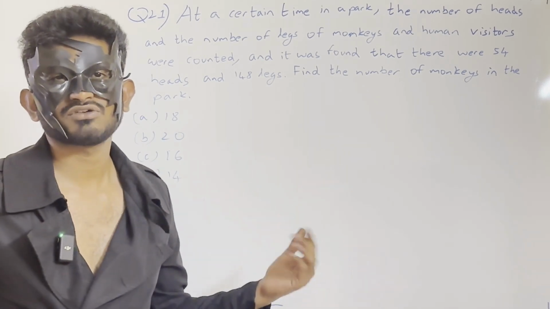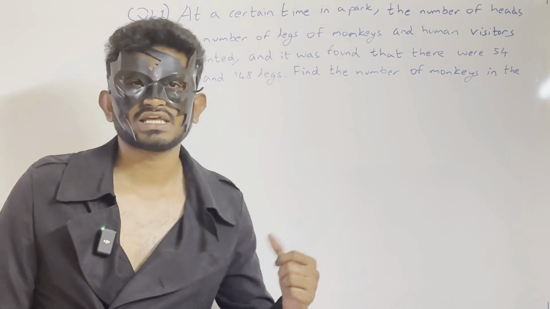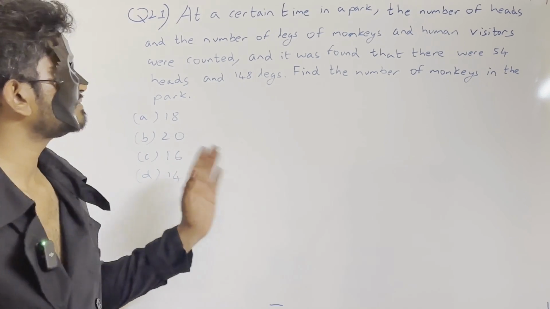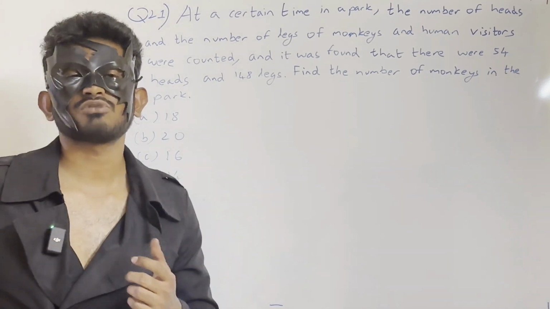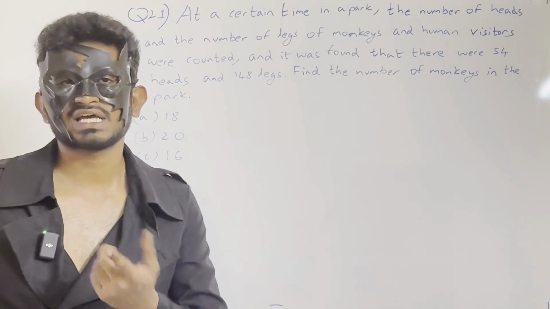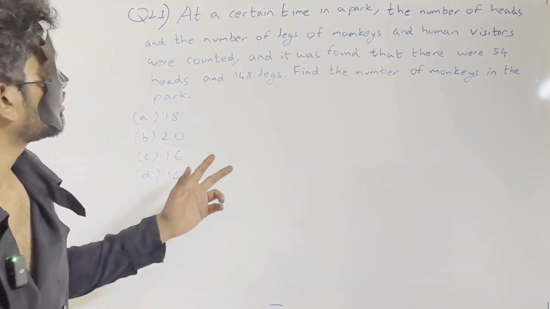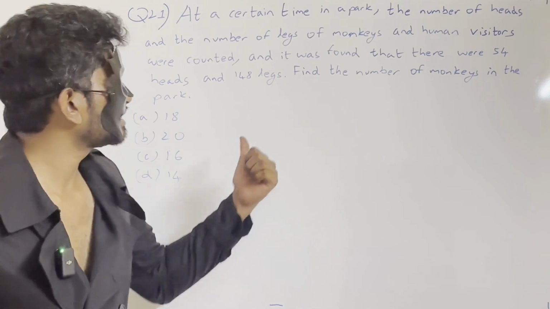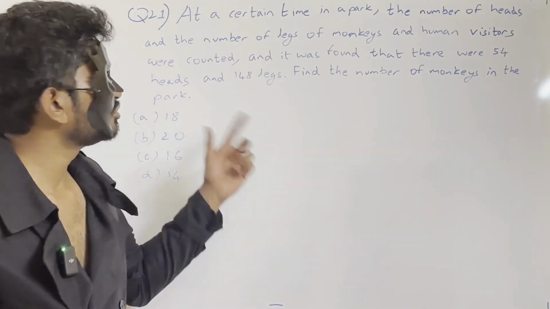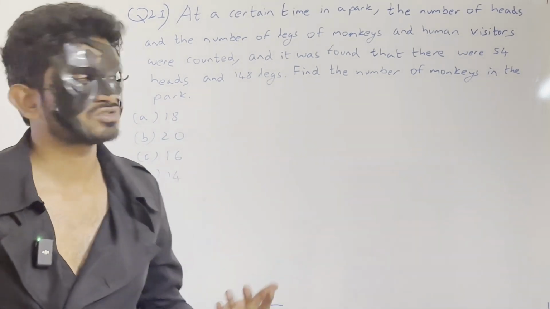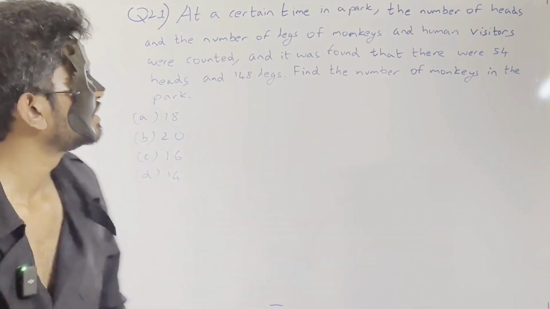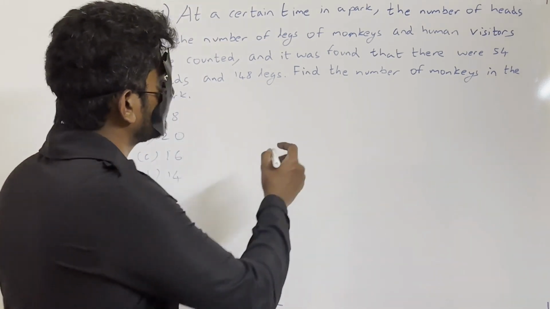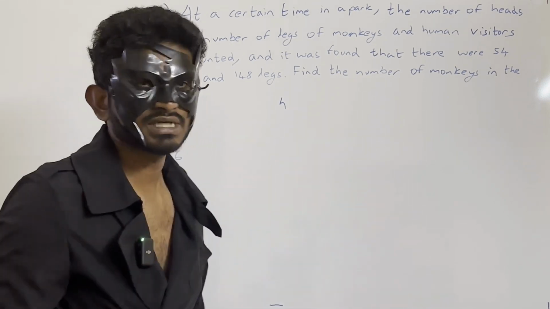I recommend you to follow the basic method, because generally in allegations people will get confused. Otherwise you can also use allegation. So here the basic concept is the number of heads each human has is 1, right? That is obvious. And the number of heads a monkey has is also 1. But coming to legs, human beings have 2 legs, it's obvious. Monkeys have 4 legs.